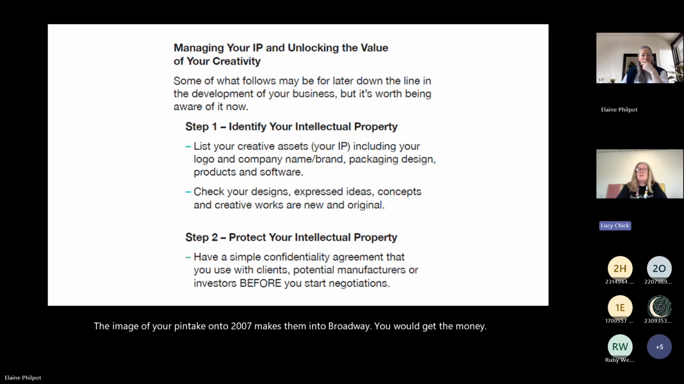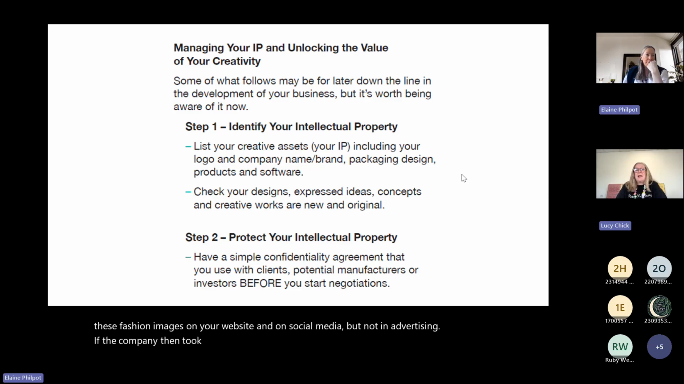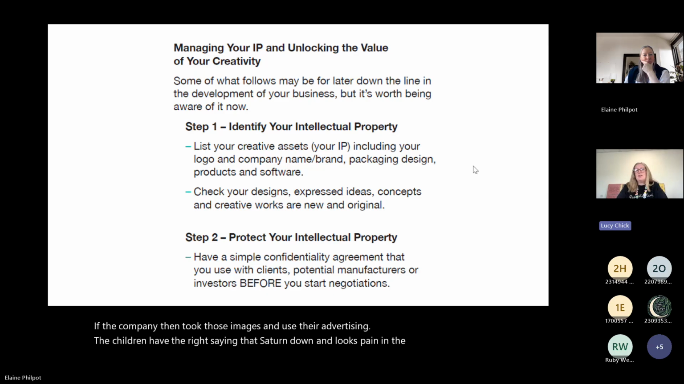In photography, most photographers retain all rights to their images, and what they're doing is selling the usage. So, for example, a photographer might do a fashion shoot, and the negotiation will be that you can use these fashion images on the website and on social media, but not in advertising. If the company then took those images and used them for advertising, which pays a lot more money, the photographer would have the right to say you've got to take them down or you've got to pay me the amount that I charge for advertising. And the same thing happens with illustration as well.